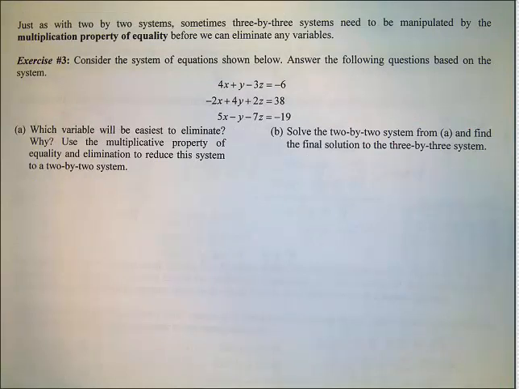Just as with 2x2 systems, sometimes 3x3 systems need to be manipulated by the multiplication property of equality before we can eliminate any variables. So in exercise 2, by adding 1 and 2 and 1 and 3, z canceled without doing any multiplication. Well, this one is going to be a little bit more difficult because we have to look at which variable we can get rid of. Right away I look at the y's because I have a positive y and a negative y in 1 and 3. So I'm going to take, hold on, I probably should read the question first. Which variable will be easiest to eliminate? So I just said y's because they have fewer variables attached.